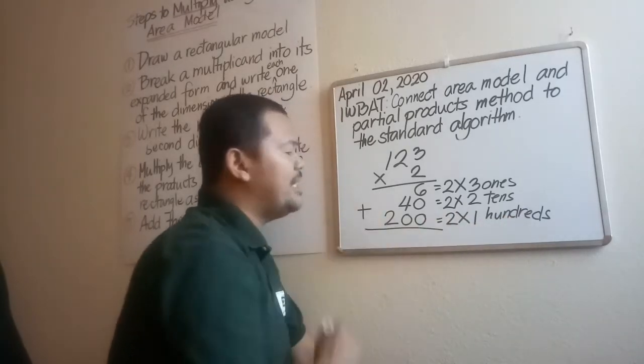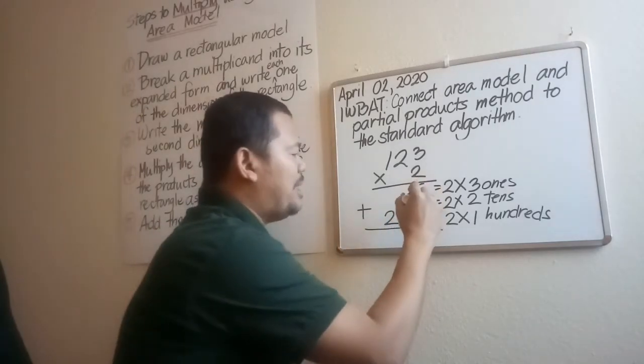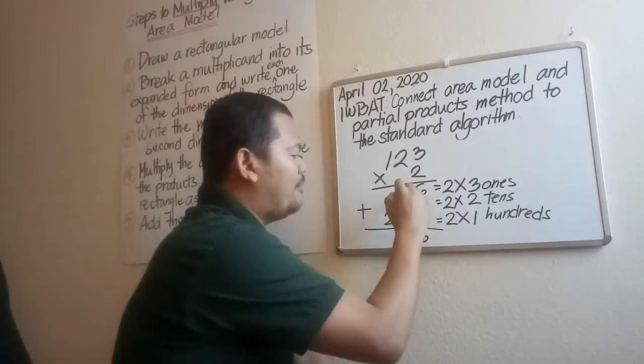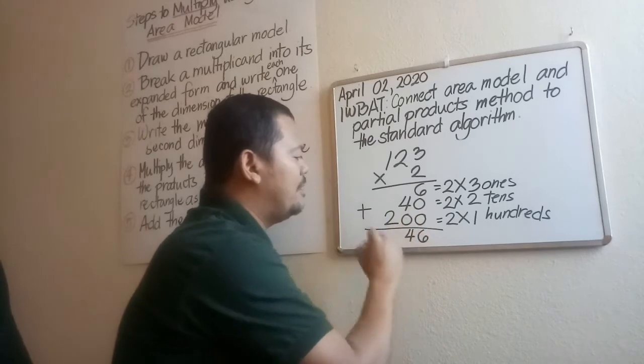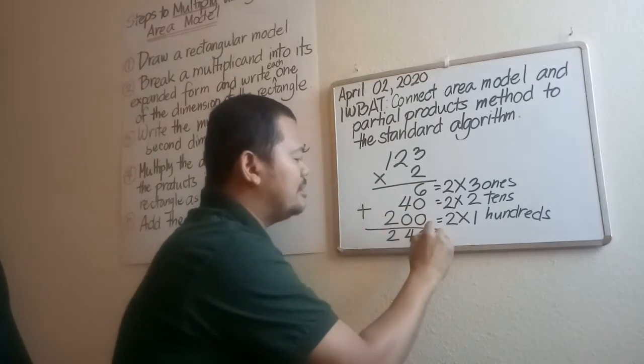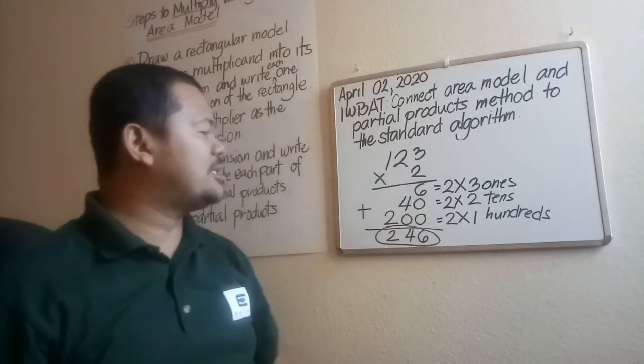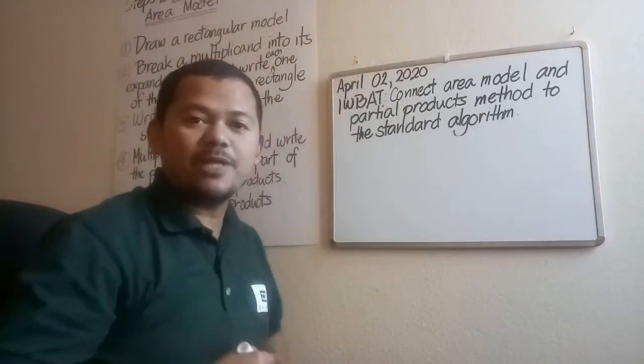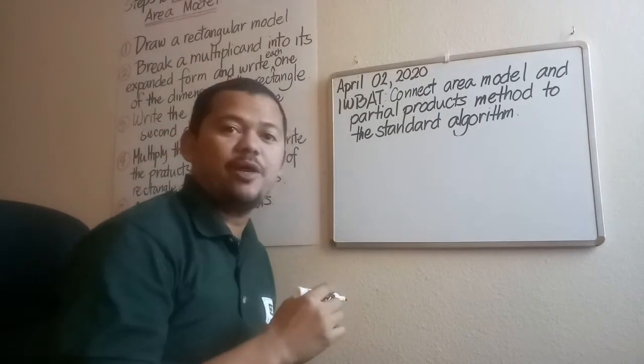Then we add them all together. 6 plus 0 plus 0 equals 6. 4 plus 0 equals 4. 2, bring down. Okay, you got your answer, 246. Now about how we answer our multiplication using area model.